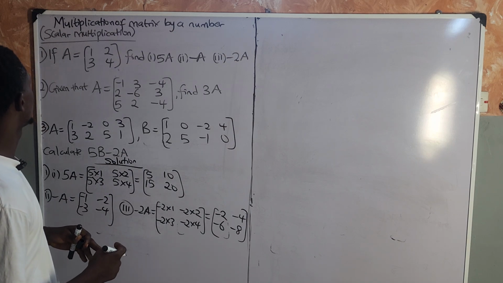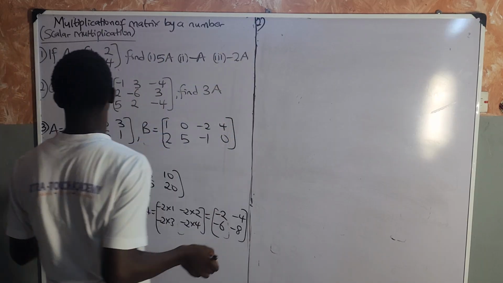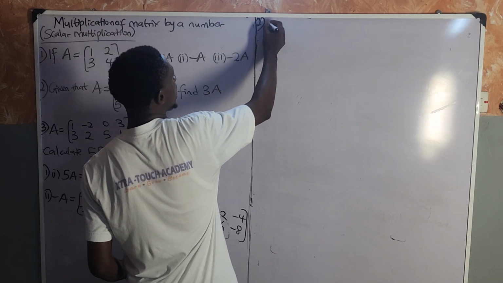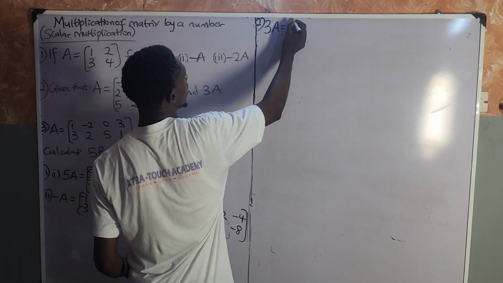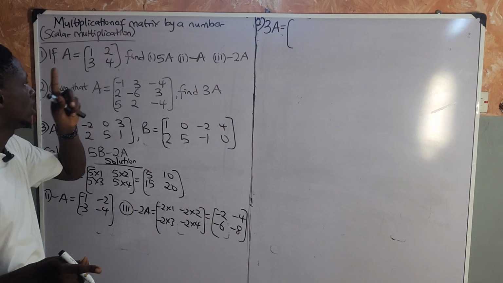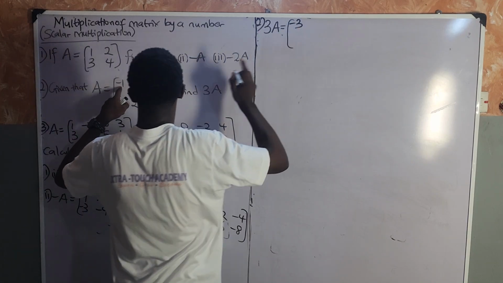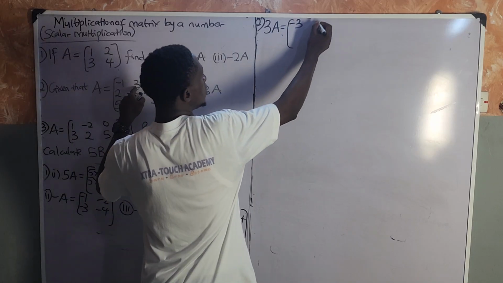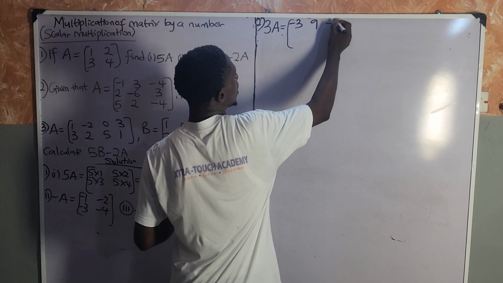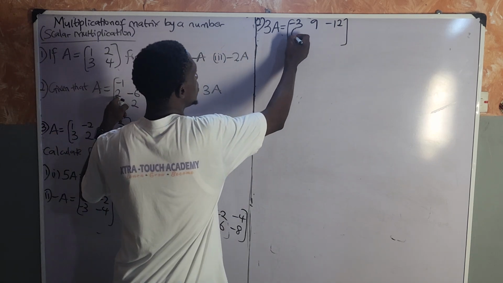Okay, let's go to the second question, number 2. We are given that matrix A is this. Find 3A. So it means that we are using 3 to multiply each of these. 3 times minus 1 is minus 3. 3 times 3 is 9. 3 times minus 4 is minus 12. 3 times 2 is 6.